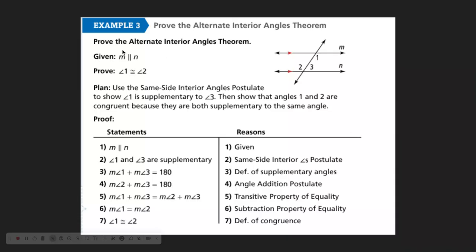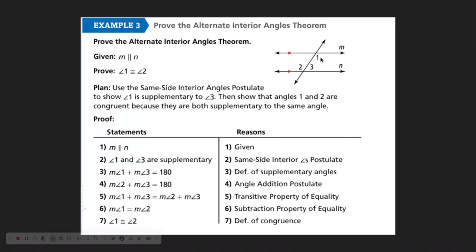So we're going to prove that alternate interior angles theorem. So if two lines are parallel, then angle 1 is congruent to angle 2. Notice they added an angle 3. When you do this, you should really think about the proof in your head or even write a flow chart out on your note page and then record your structured two-column proof.